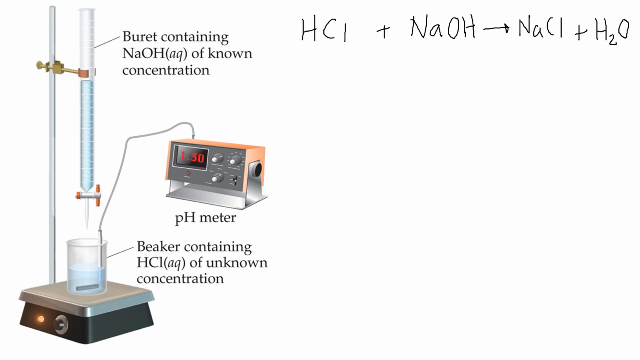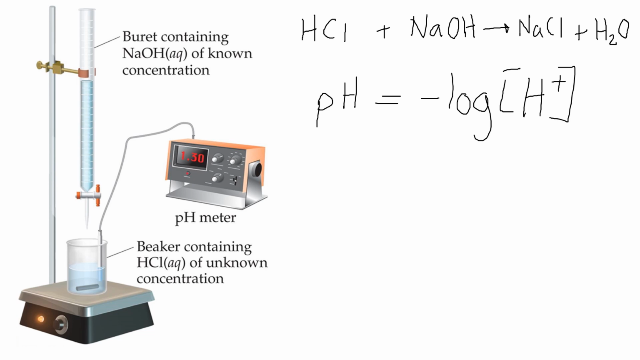Now in simple terms, a pH meter is a probe that you put into solution and it'll give you a pH reading on the screen. We need to understand what pH actually means. pH is a measure of how many hydrogen ions are in solution. So pH is calculated using the formula minus log of the concentration of H+. And because it's a log scale, when the concentration of H+ ions is high, the pH will be low. And when the concentration of H+ ions is low, the pH will be high.